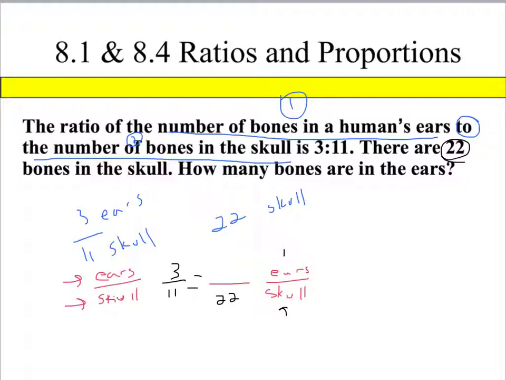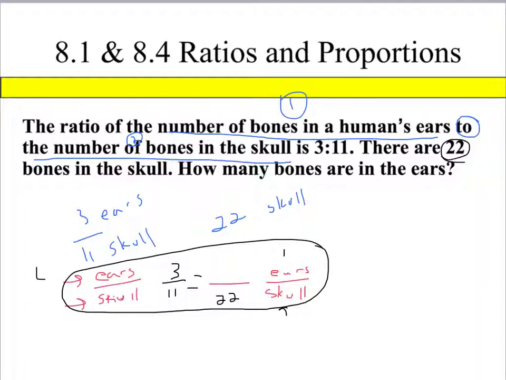22 bones. Because on the left side of this proportion right here, I looked at ears over skull. I need on the right side that exact same ratio of ears over skull. Do I know how many bones are in the ears? No, I don't. Okay, and that's where I'm going to put my x. So here I put ears over skull. On the right side, ears over skull. I knew that the first ratio was 3 to 11, so 3 over 11. My next ratio, because I put skull on bottom, my number of 22 goes on bottom.